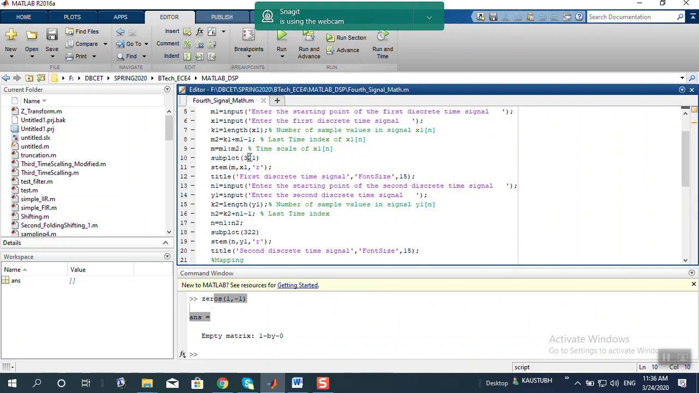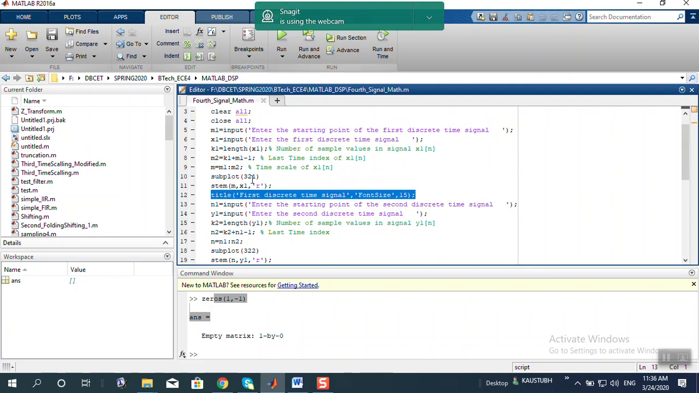So 3 rows 2 columns, the figure 1. In this figure, stem is for the discrete time signal x1; for a discrete time signal the plotting function is stem. Again the x-axis value is here m, the y-axis value is the signal amplitude x1, and r stands for the color red, and here is the title.